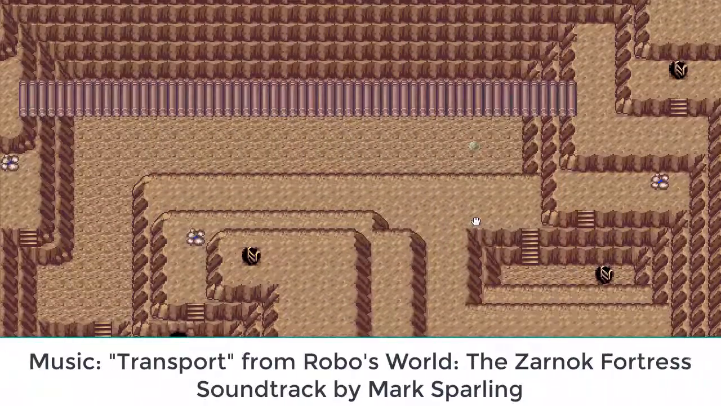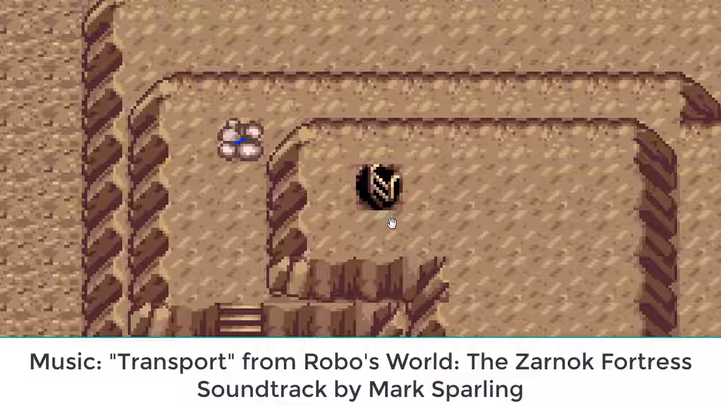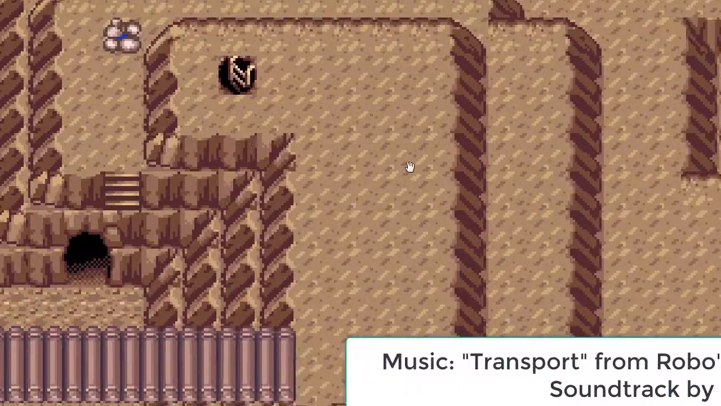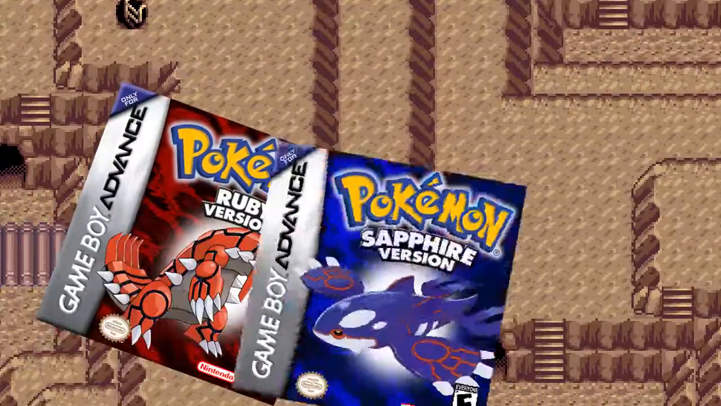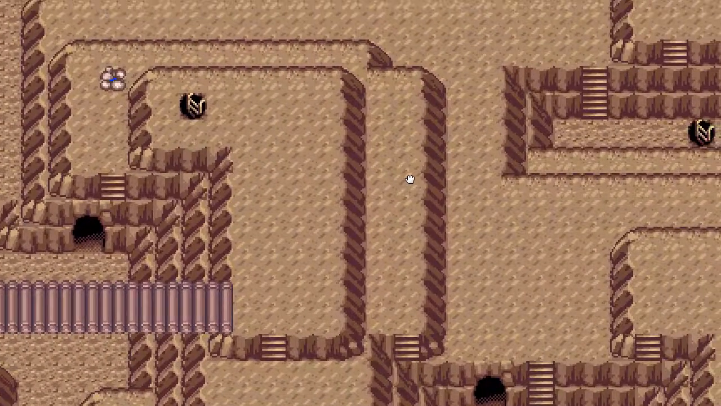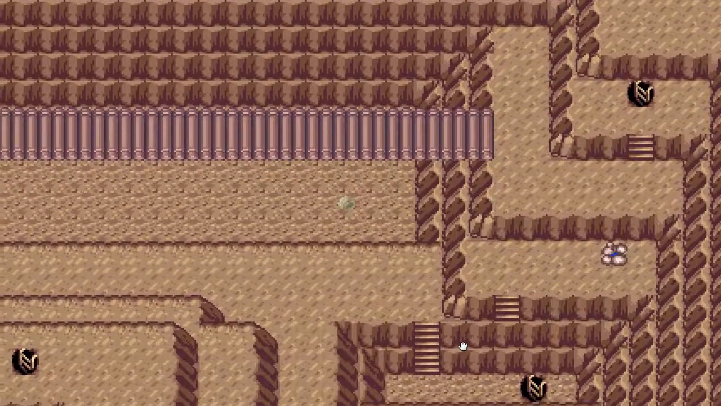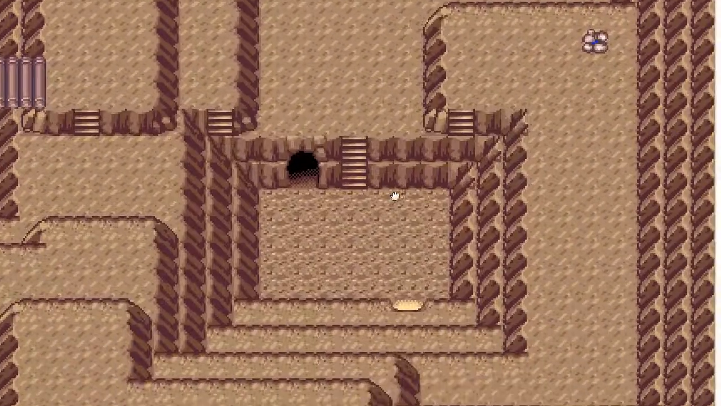I'm here to just talk about what can only be described as the genius of Pokemon tile sets. Specifically, these tile sets are from Pokemon Ruby and Sapphire. This is the Shoal Cave, for those of you not familiar, and let's just take a look at these huge environments that were created for this game.